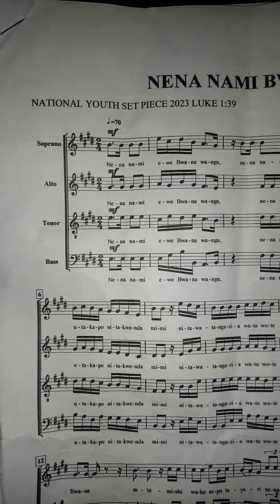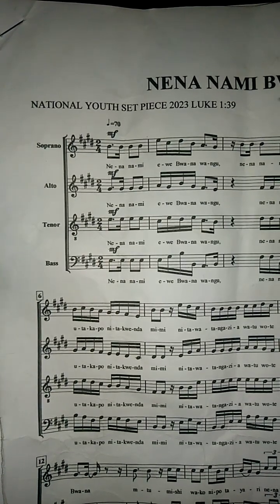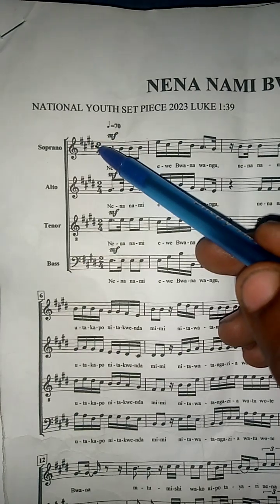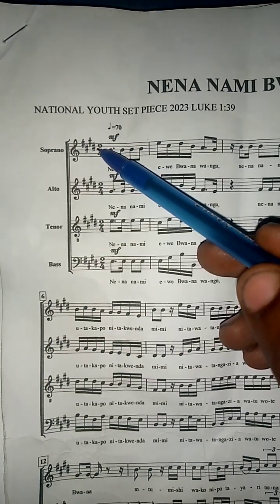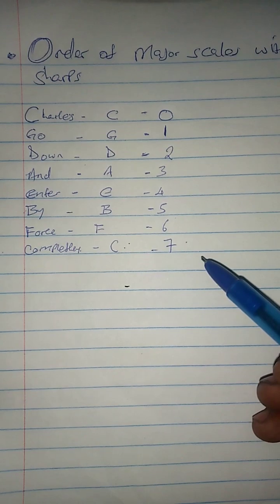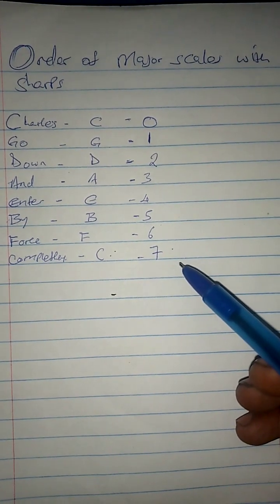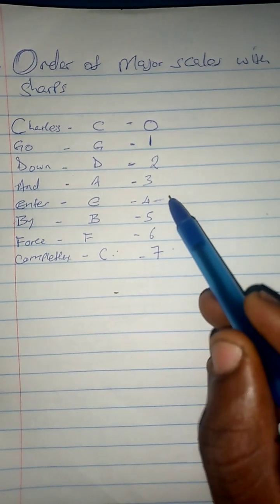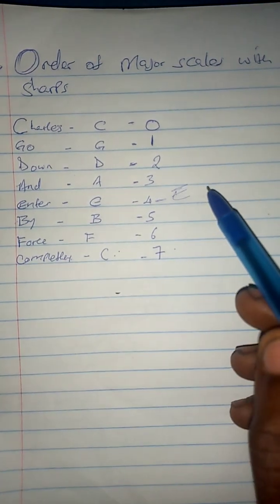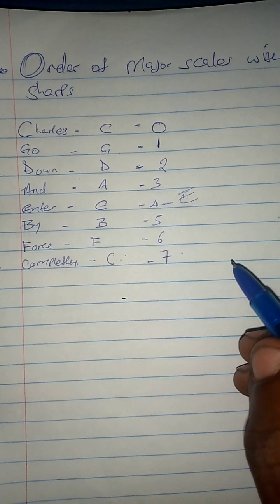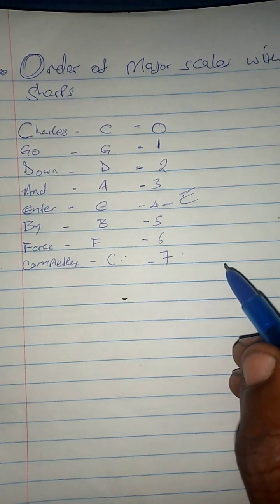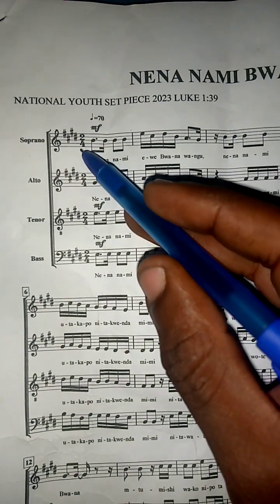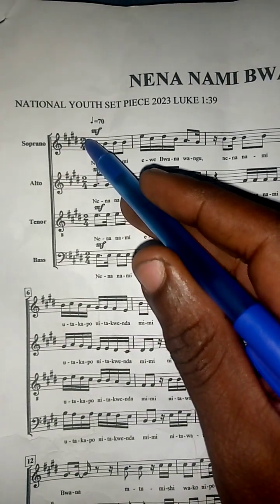In our example, the key signature is represented by 4 sharps. We have 1, 2, 3, 4 sharps. And from the order of major scales with sharps, the scale which has 4 sharps is the scale which has letter E. So it means my piece of music, which now has 4 sharps, is in key E.